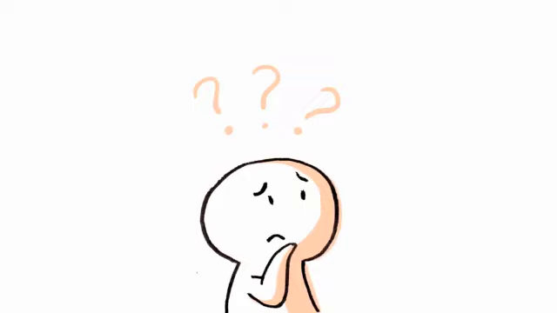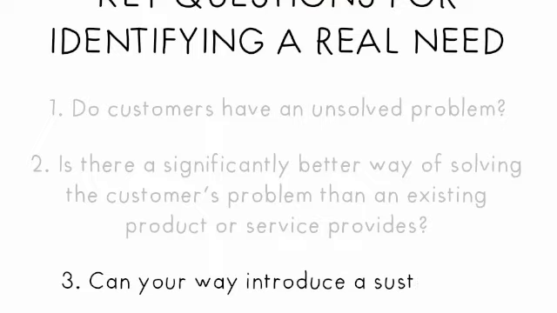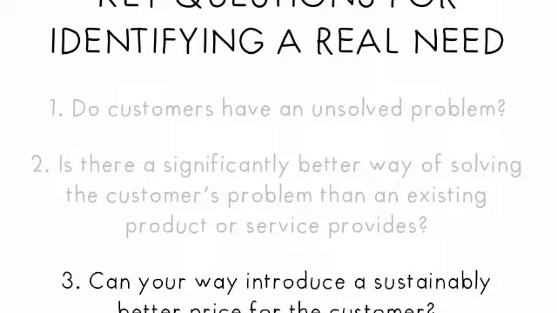Pablo is at a loss which solution to pick. Every choice seemed to have a significant disadvantage. Is there a better way to solve this problem? Can your way introduce a sustainably better price for the customer? It's not a good solution if the customers cannot afford it.